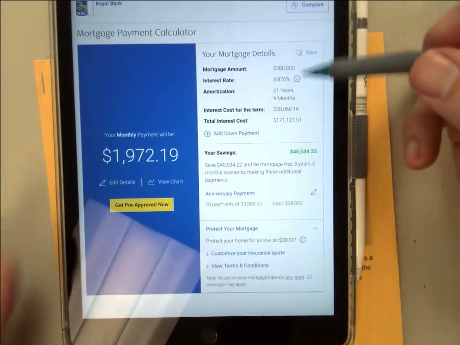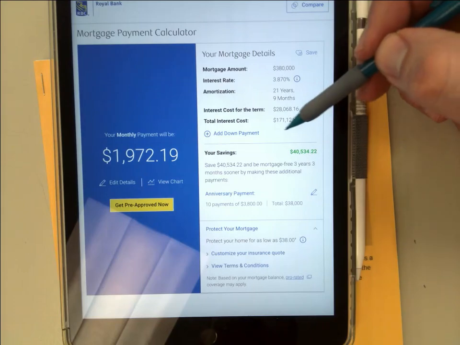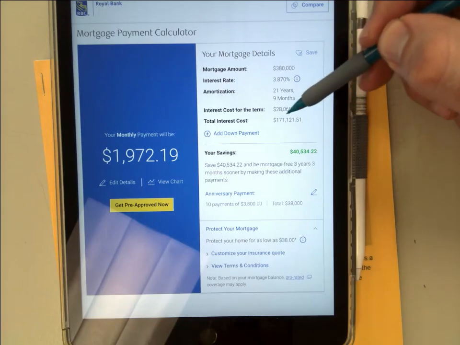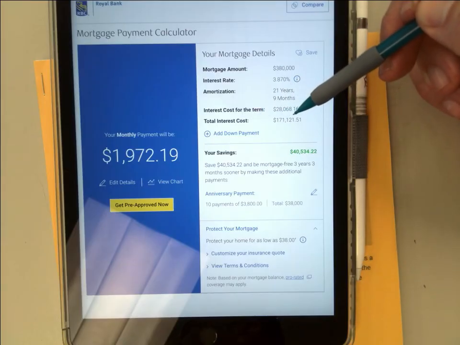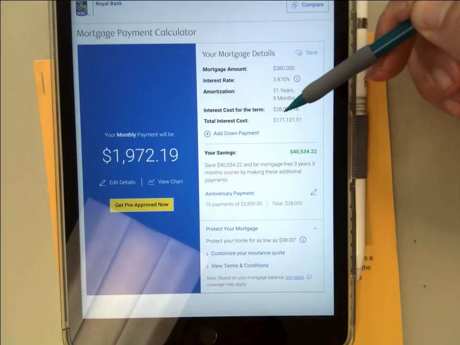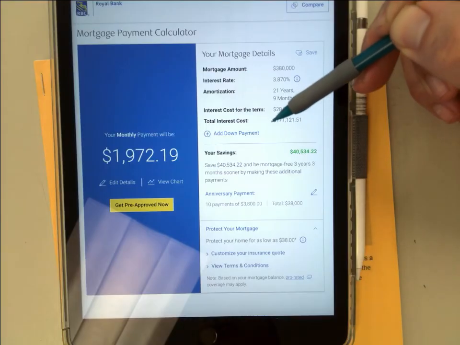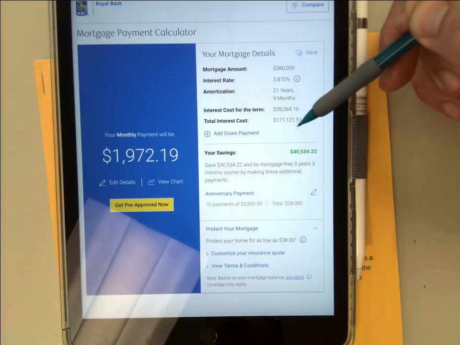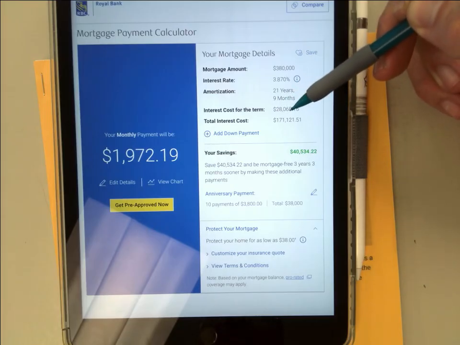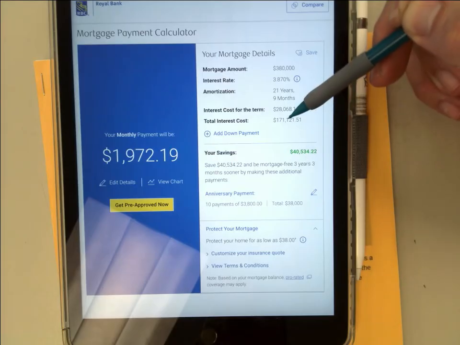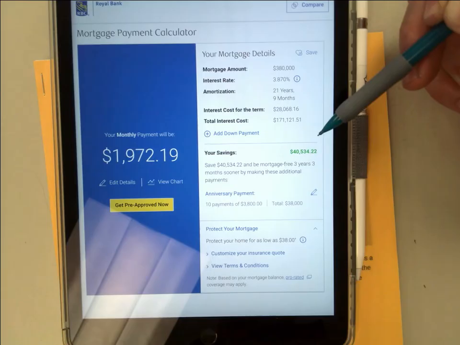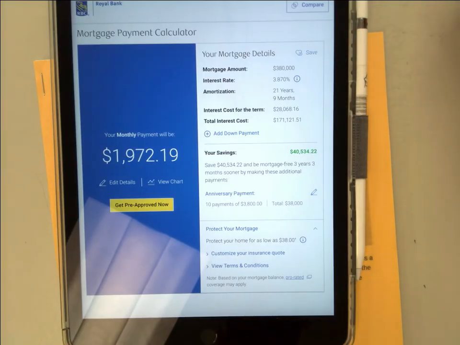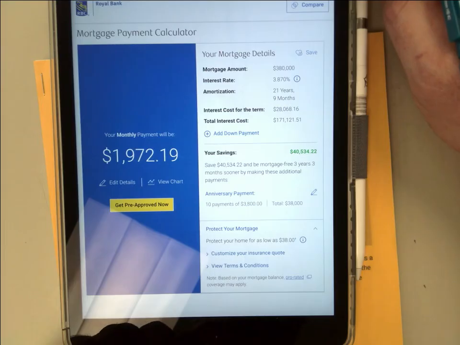The number I should have talked about from the beginning, look at this number right here. How much interest will you have paid over the 25 years? $171,000 in interest. If you pay it off faster, you will save 40 grand off of that. I would like to have an extra $40,000 in my pocket if I didn't have to give it to the bank, right? That's how that works.